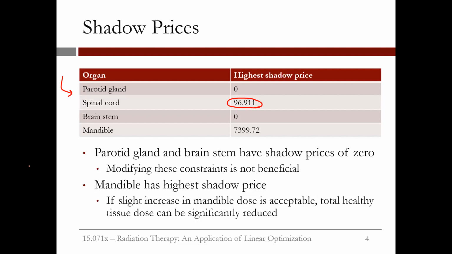This means that by increasing the radiation to one voxel of the spinal cord by 1 unit, we can decrease the total radiation to other critical structures by 96.9 units. The mandible has the highest shadow price of 7,399.72. So if a slight increase in the mandible dose to a single voxel is acceptable, the total healthy tissue dose can be reduced. Keep in mind that this is the total reduction across all voxels in the objective.